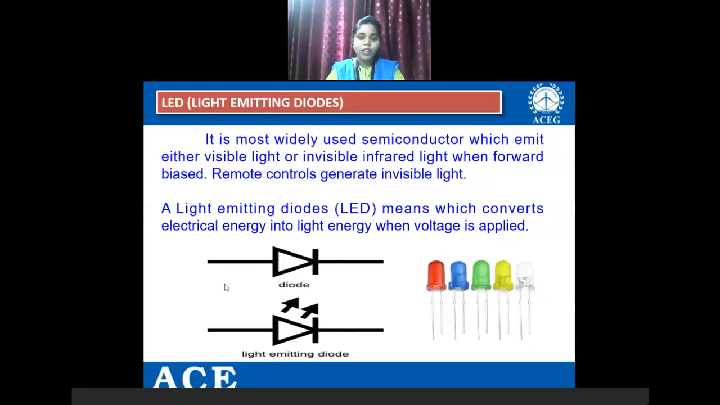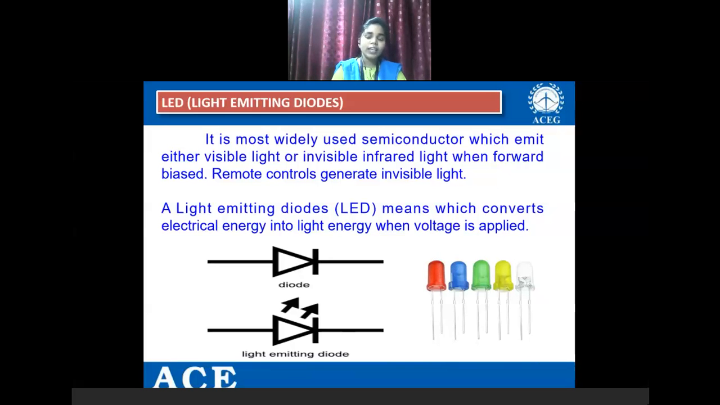Now on the left hand side we can see the normal diode as well as the light emitting diode. This is the symbol. The above one is the symbol for what? Normal diode, and the below is the symbol for what? Light emitting diode. On our right hand side we can see the practical light emitting diode. This is how our light emitting diode is going to look in our laboratories or in a practical scenario.